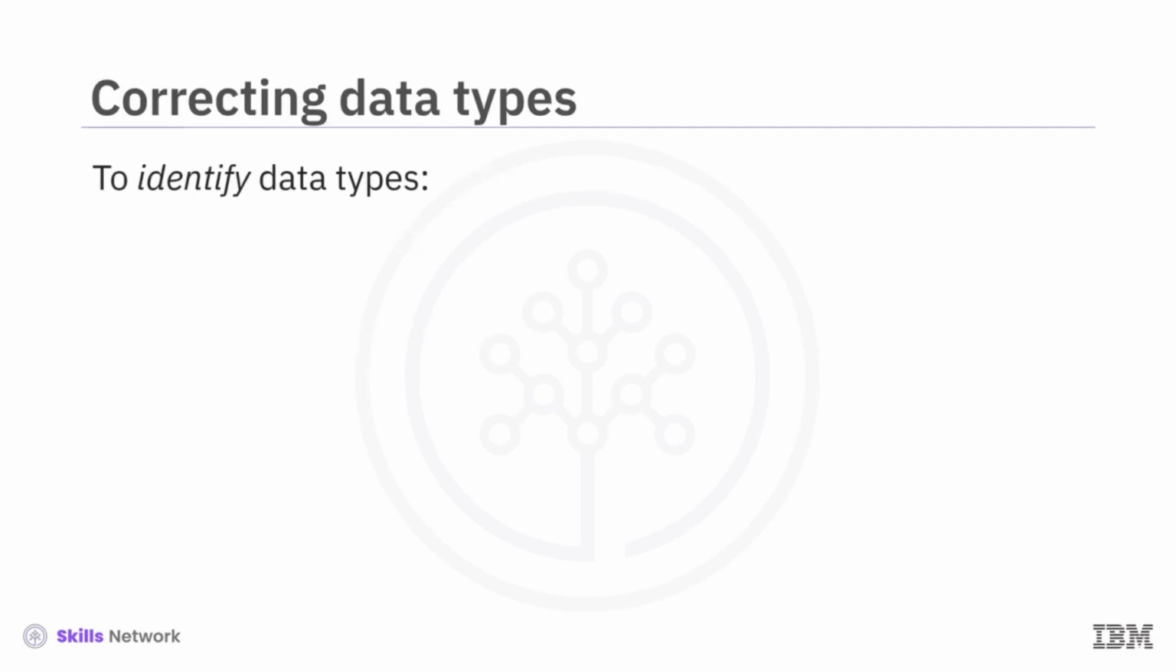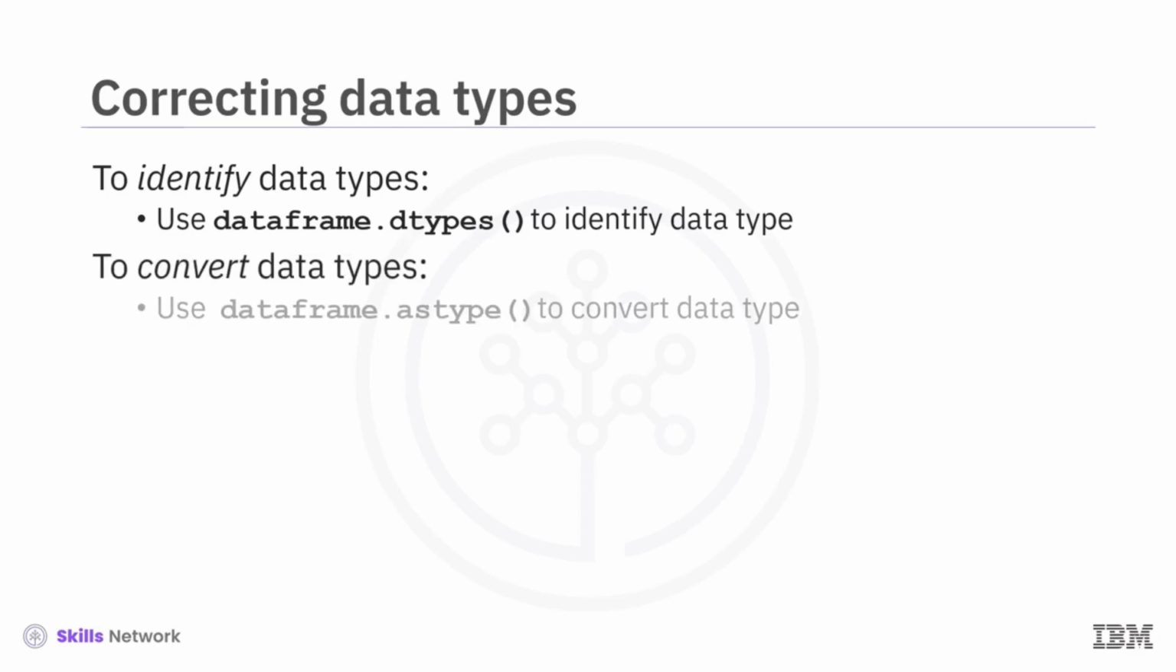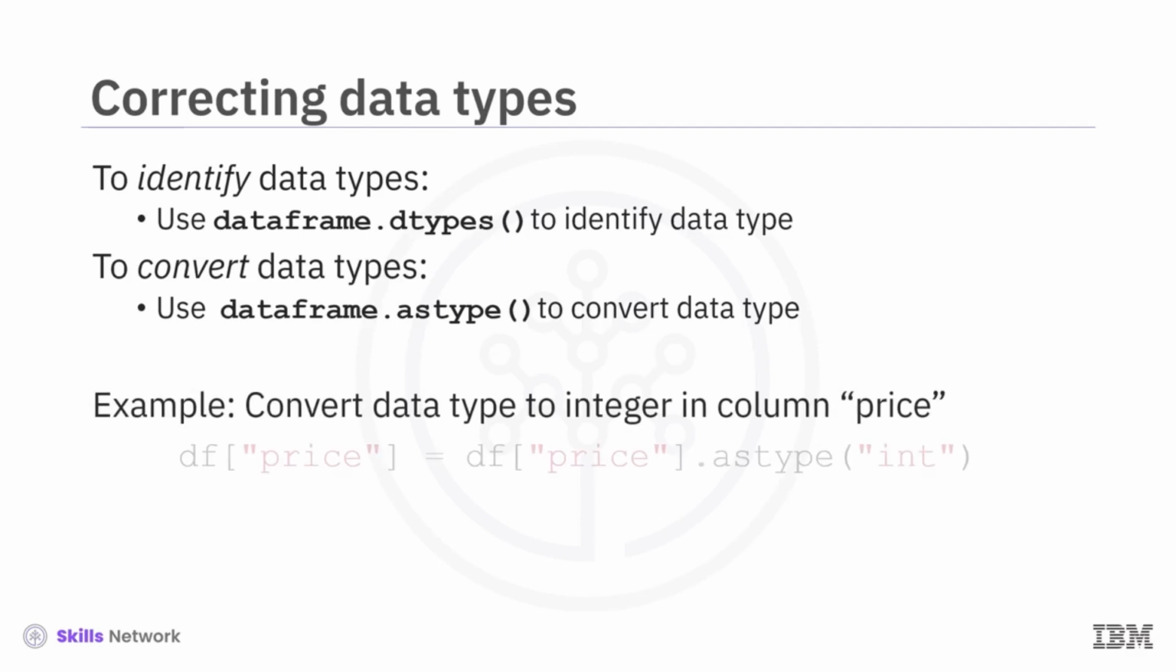To identify a feature's data type, in Python we can use the dataframe.dtypes method and check the data type of each variable in a data frame. In the case of wrong data types, the method dataframe.astype can be used to convert a data type from one format to another. For example, using astype int for the price column, you can convert the object column into an integer type variable.